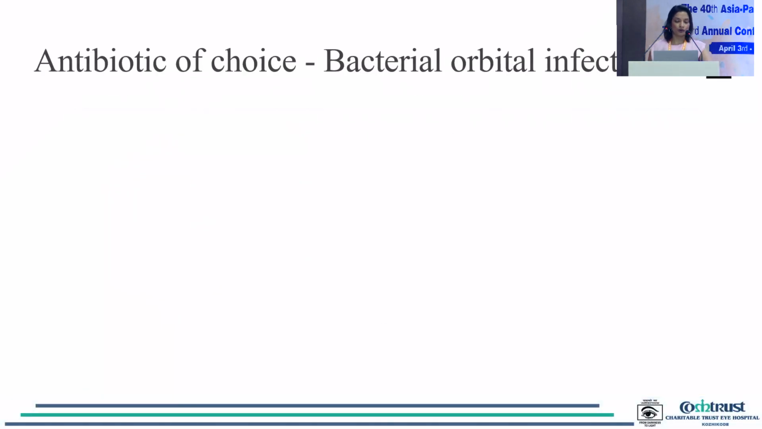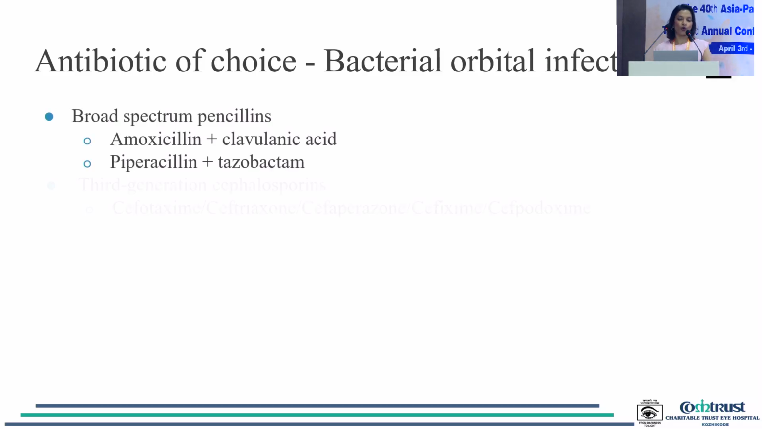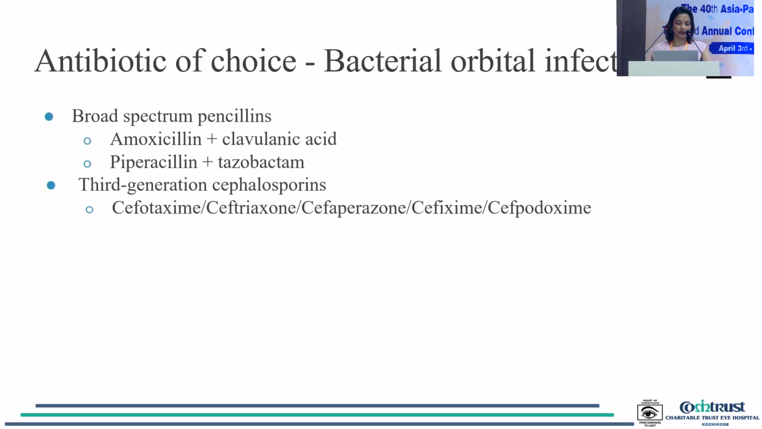So being ophthalmologists, we are a little far removed from our general practice of giving antibiotics, so we are always in a fix as to what antibiotic we need to start first. So since we are dealing with a gram-positive spectrum predominantly, broad spectrum penicillins and 3rd generation cephalosporins are preferred. And in this, if you have a case of orbital cellulitis, IV antibiotics for a minimum of 48 to 72 hours is required, during which you will also look for improvement.